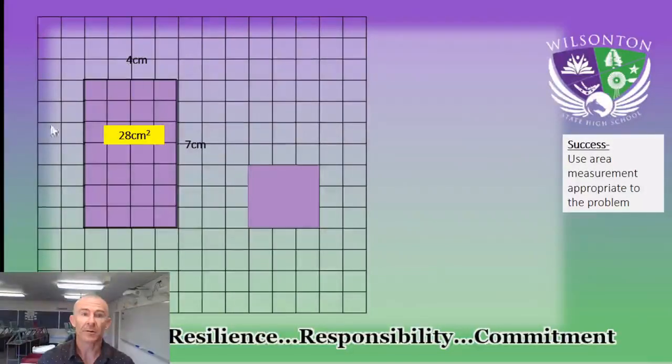Some of you might have got it. Yes, 4 times 7, so 4 multiplied by 7, gets you 28 centimetres. Let's look over onto the second shape here, the square.